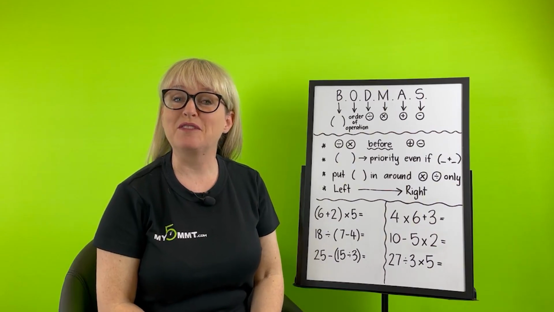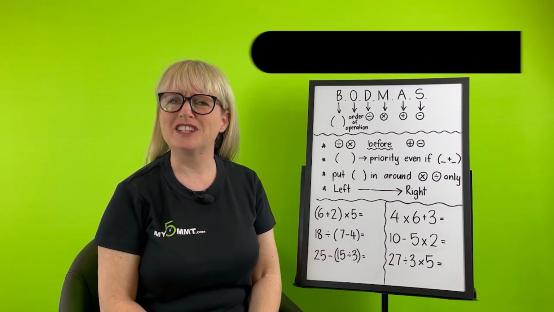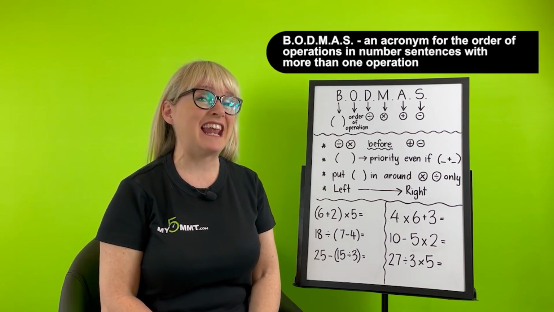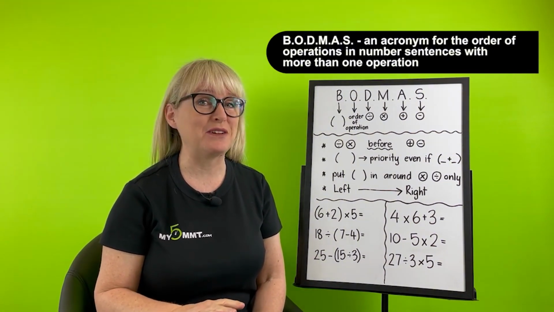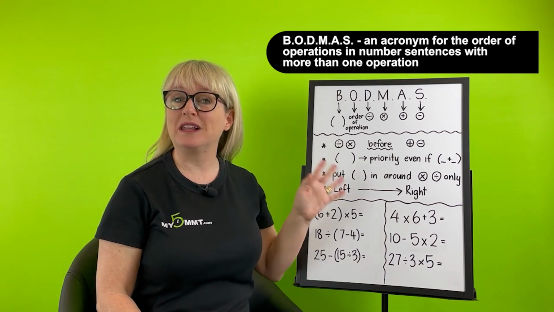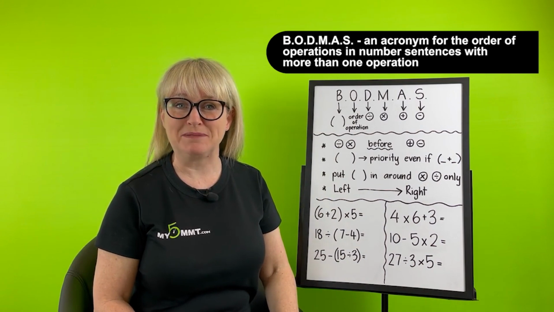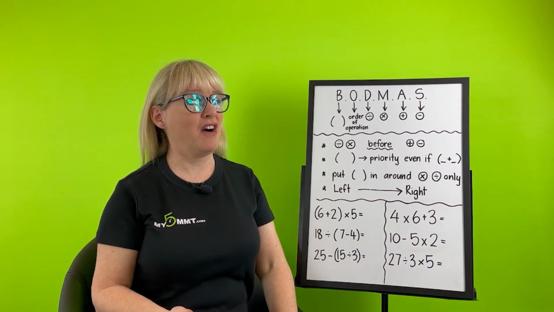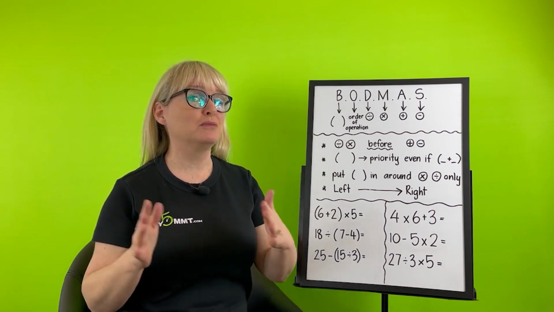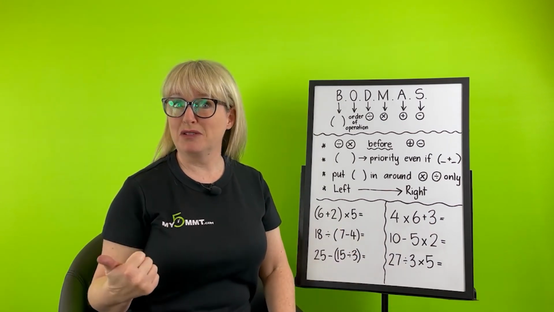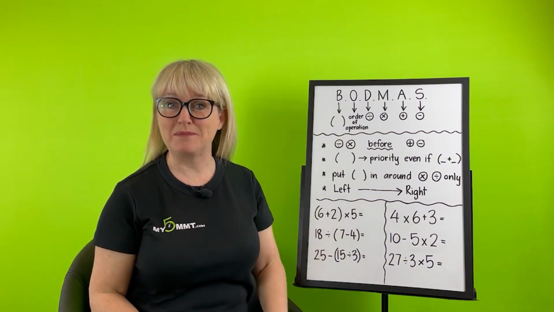This math summary focuses on the order of operations. We often refer to that as BODMAS, which is an acronym where we've grabbed the first letters from several key terms that we need to consider when we're looking at number sentences that have more than one operation. Instead of just 7 plus 5, which has one operation of addition, we could have multiple different operations: multiplication, division, addition, and subtraction in one number sentence.